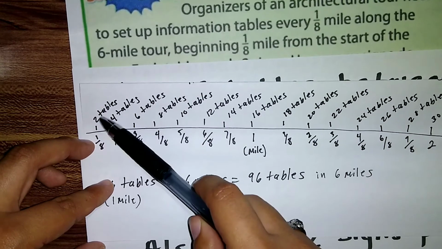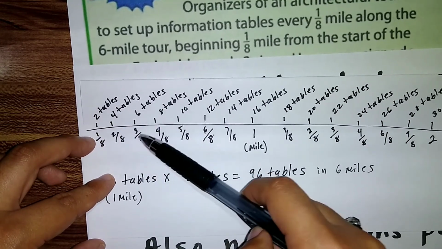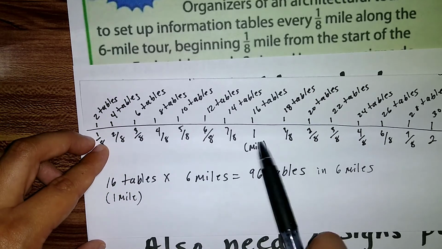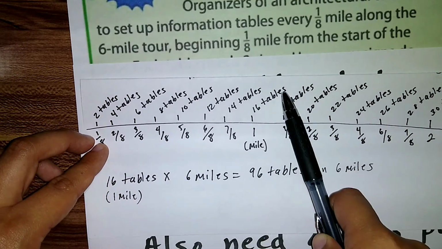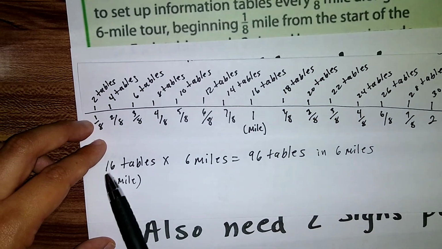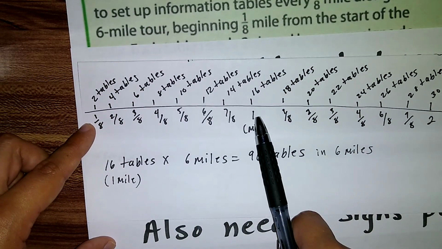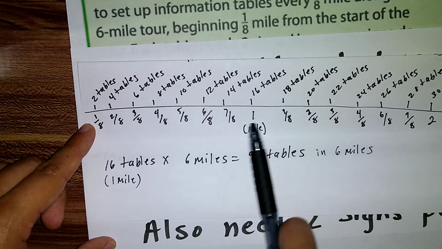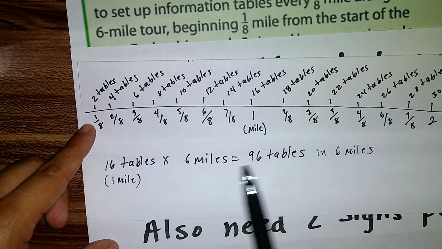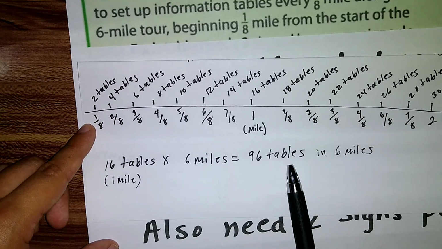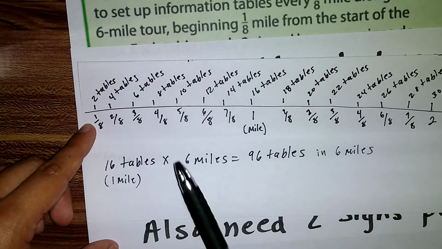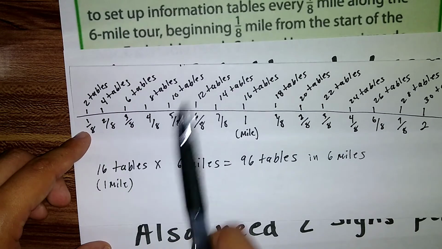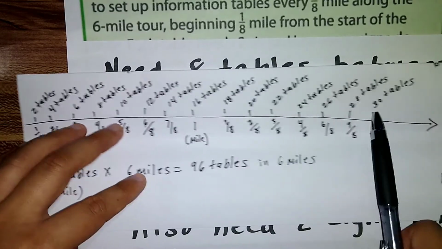I added by 2 instead. So it's 2 tables, 4 tables, 6 tables. So from 1/8, reaching all the way to 1 mile was 16 tables. That's another approach I took. So it would be 16 tables within that 1 mile frame. And then I took 16 tables within that 1 mile and multiplied it by 6 miles, which gave me 96 tables as well within the 6 miles. So the number line, I kept it short. I kept it on 1 mile and 2 miles because you can continue doing the same thing.